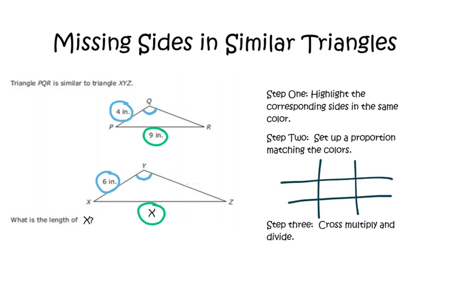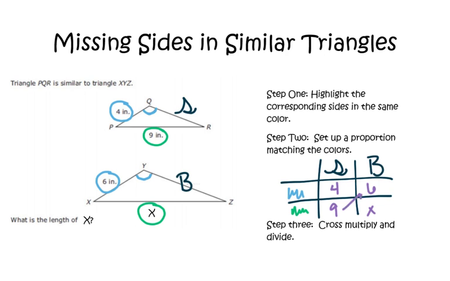And I always label the triangles. So this is my small triangle. This is my big. So I'm going to compare a small triangle to a big triangle. And then I'm going to compare my blue sides to my green sides. So my small triangle, the blue side is 4. The green side is 9. In my big triangle, the blue side is 6, and the green side is x.